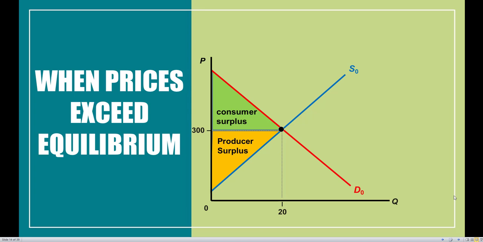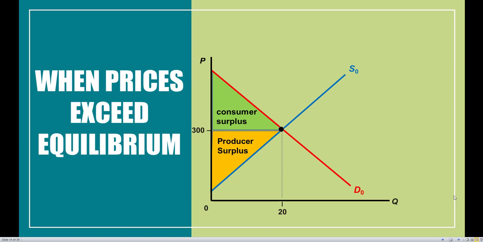Now let's get into the more complex case. As we noticed in the previous chapter, markets don't always have to be at equilibrium. Sometimes prices may be a little bit too high, sometimes prices might be a little bit too low. So what happens to consumer surplus, producer surplus, and total surplus when those situations arise?